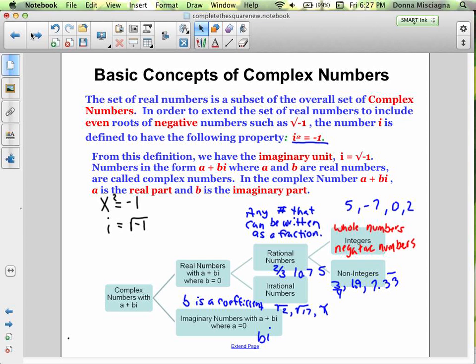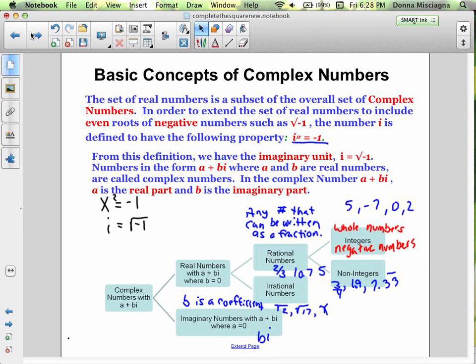Non-integer numbers, such as 3/4, 1.9, 7.33 repeating, 2/3, 10.75, together with our whole numbers and our negative numbers make up the rational numbers. So rational numbers are any number that can be written as a fraction. If you can write it as a fraction, it's a rational number.